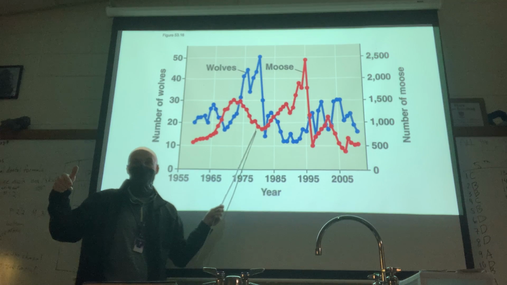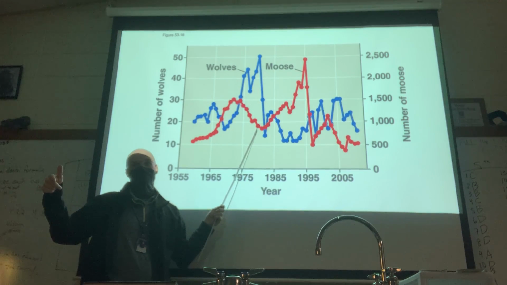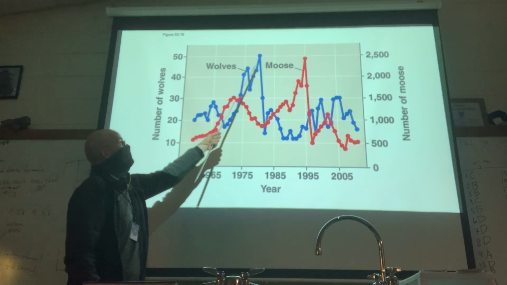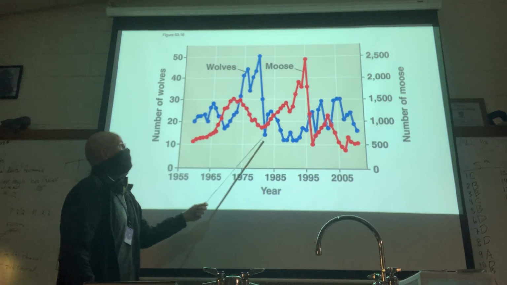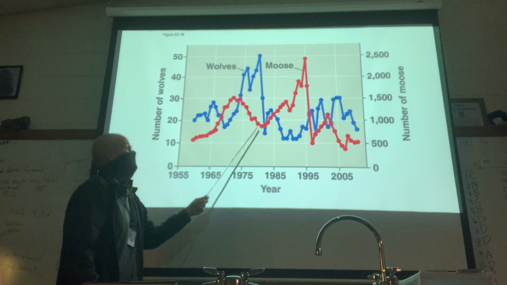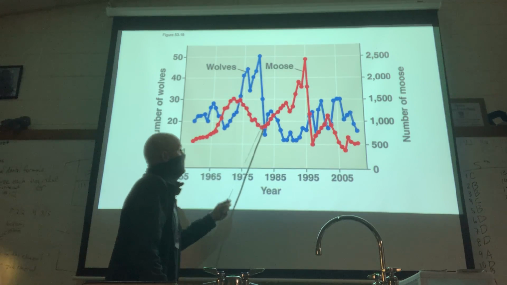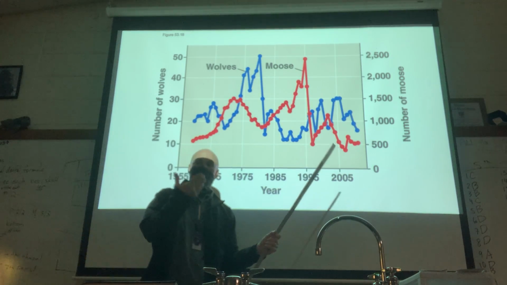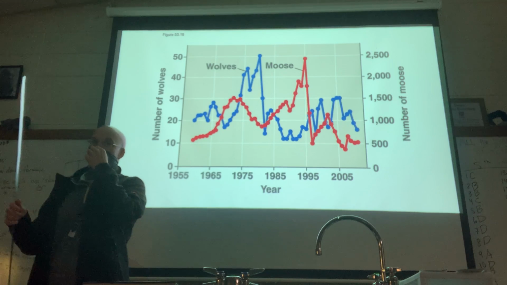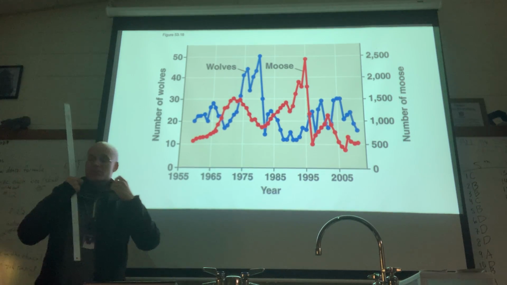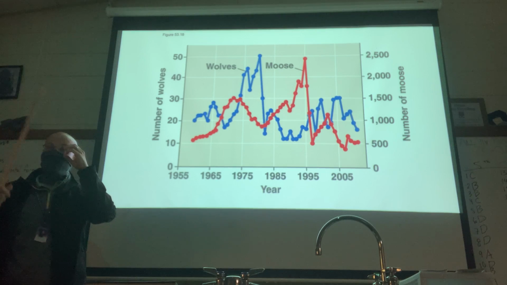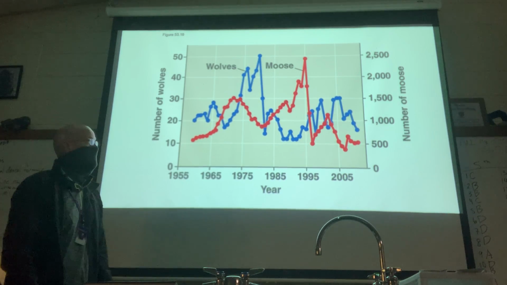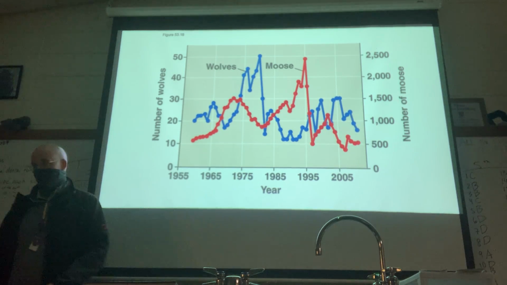Well, when there's less moose, what happens? There's less wolves. Wolves starve. So the predator populations can crash when prey populations dip. And then when there's less predators, that allows for moose populations to recover, and predator populations follow. So there's a fluctuation a lot of times between predator and prey. And you see these kind of typical plots that come out of that.